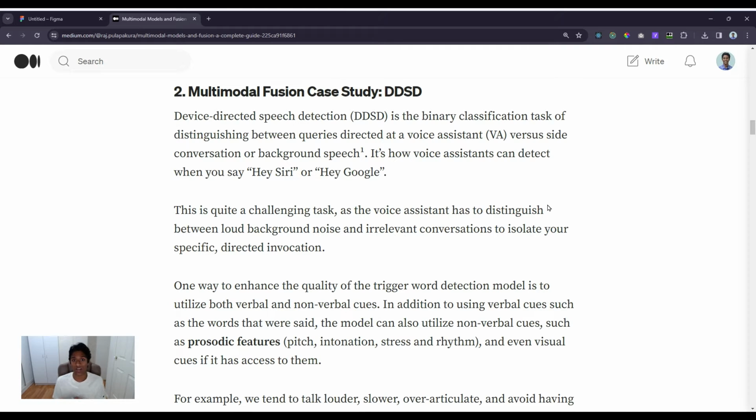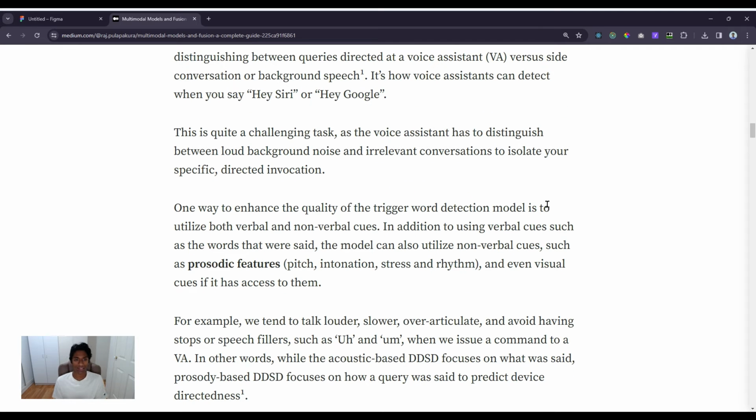Device-directed speech detection, or DDSD, is the binary classification task of distinguishing between queries directed at a voice assistant versus side conversation or background speech. It's essentially how voice assistants can detect when you say, "Hey Siri" or "Hey Google." This is quite a challenging task, as the voice assistant has to distinguish between loud background noise and irrelevant conversations to isolate your specific directed invocation.